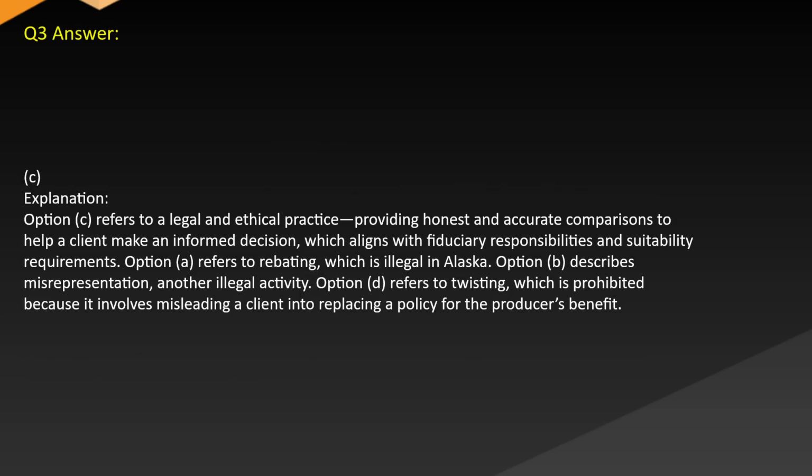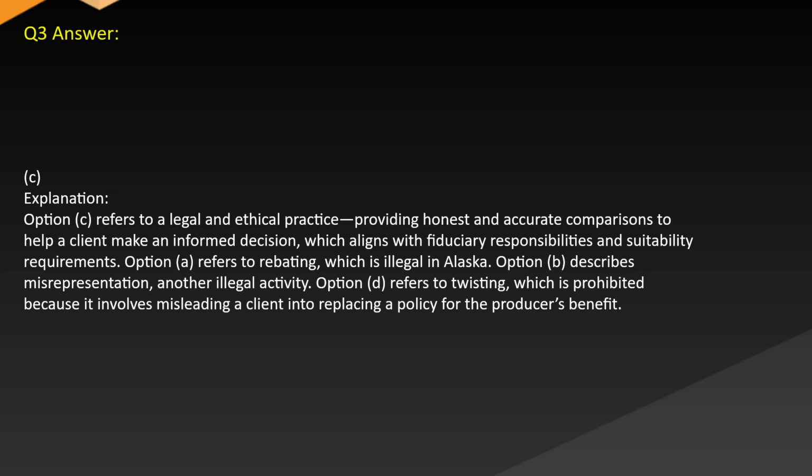Answer C. Explanation. Option C refers to a legal and ethical practice, providing honest and accurate comparisons to help a client make an informed decision, which aligns with fiduciary responsibilities and suitability requirements. Option A refers to rebating, which is illegal in Alaska. Option B describes misrepresentation, another illegal activity.